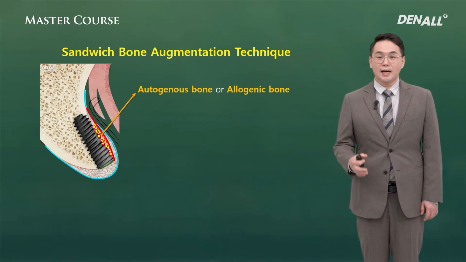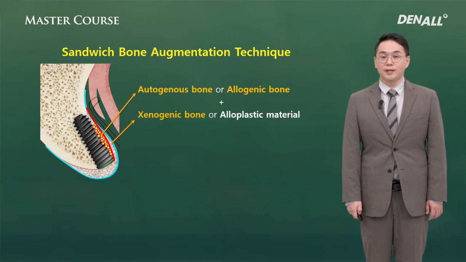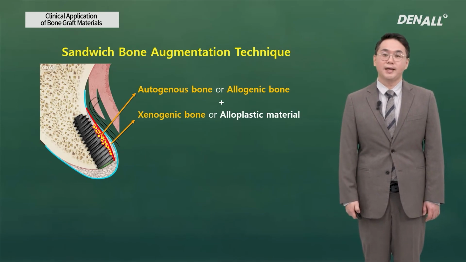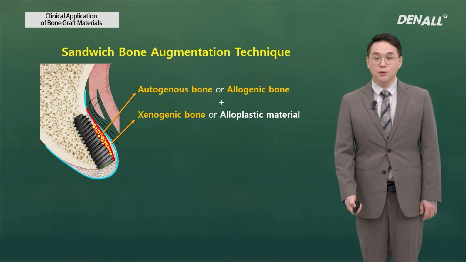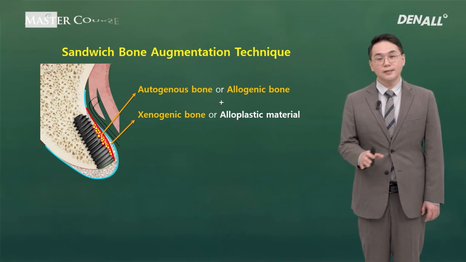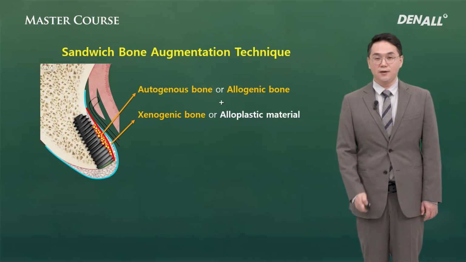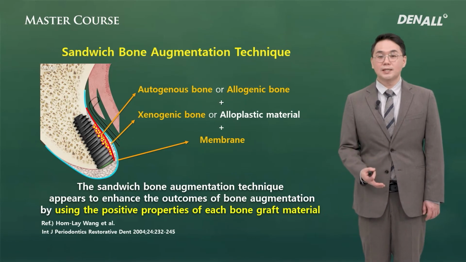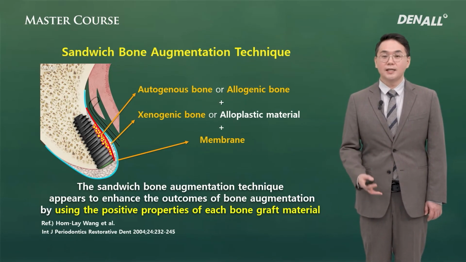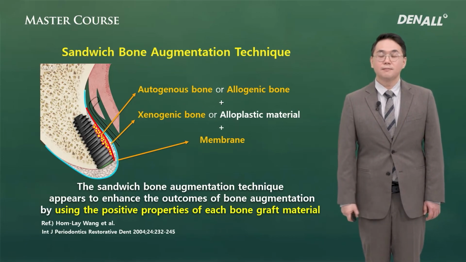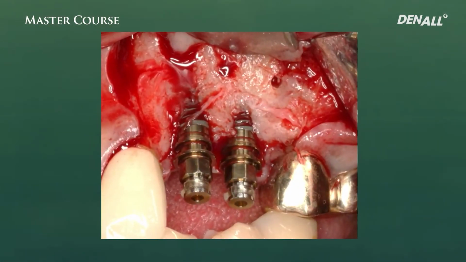Therefore, for long-term and stable alveolar bone contour to be maintained, xenograft or hydroxyapatite-based alloplastic materials need to be used. Rather than mixing two graft materials, you need to use them like a sandwich. After understanding the different healing patterns of each bone graft material, you need to use it in a proper place.